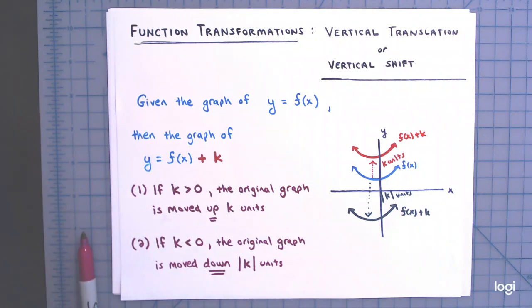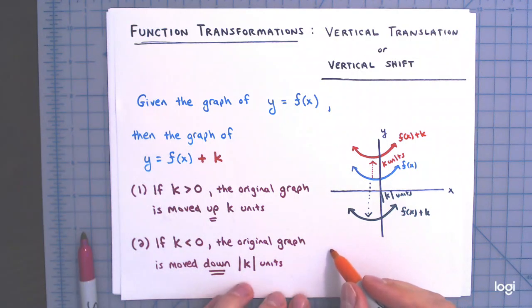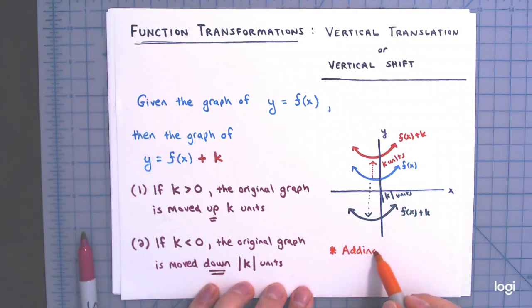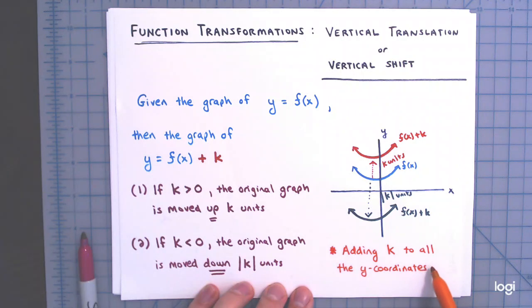And if you want to talk about what you're actually doing to the coordinates of the points, you could also say that you're simply adding k, whatever k is, to all the y coordinates of the original graph, all the outputs. And that will move your picture up and down.